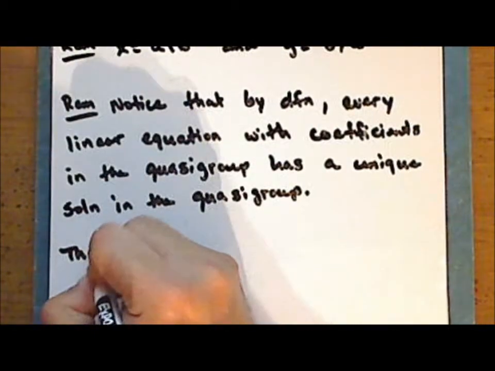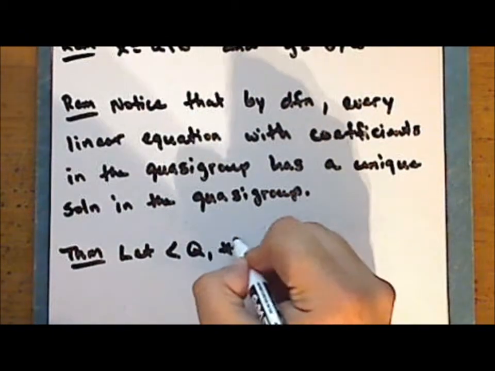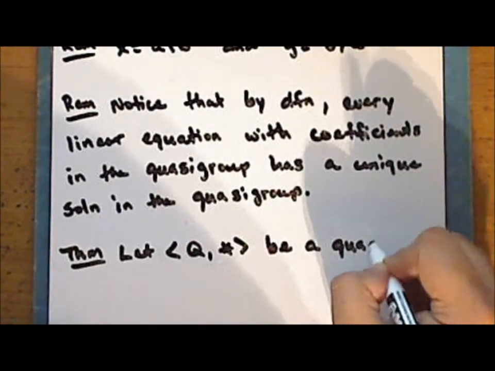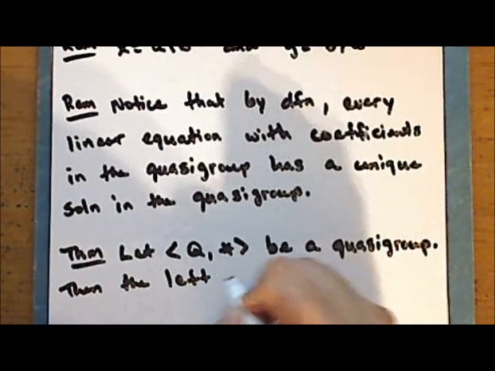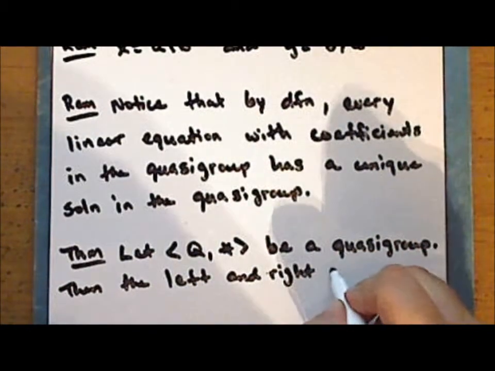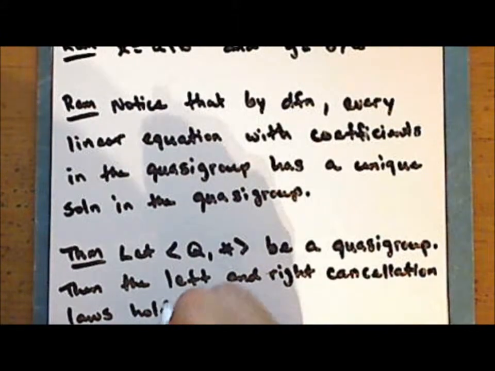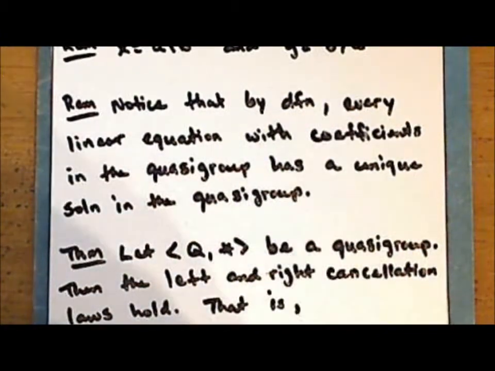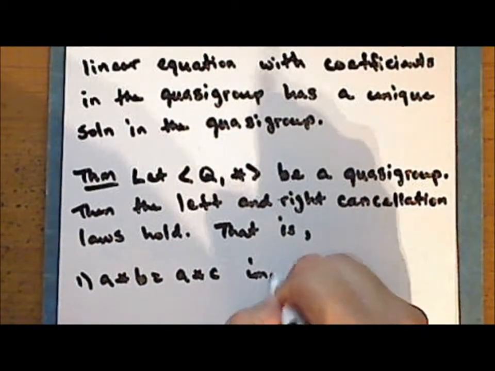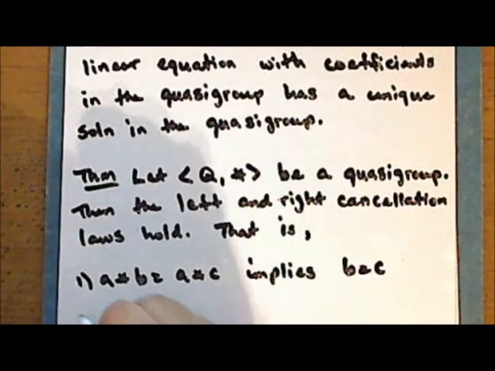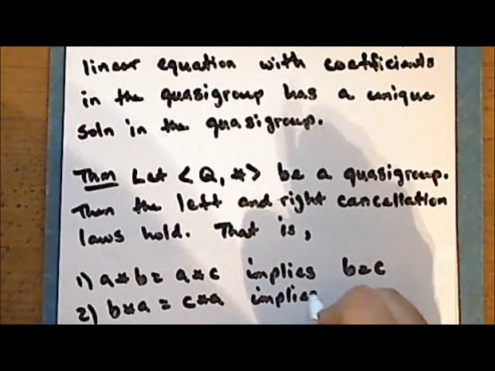So next we will show that left and right cancellation laws hold. So let the set Q together with some binary operation star be a quasigroup. Then the left and right cancellation laws hold. That is, if a star b is equal to a star c, then this implies that b is equal to c. And if b star a is equal to c star a, then this implies, once again, that b is equal to c.